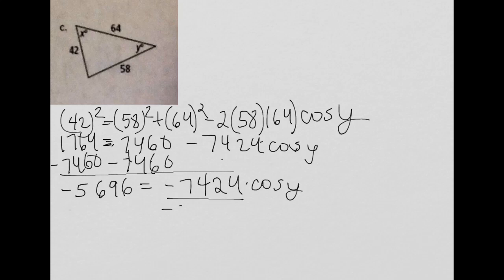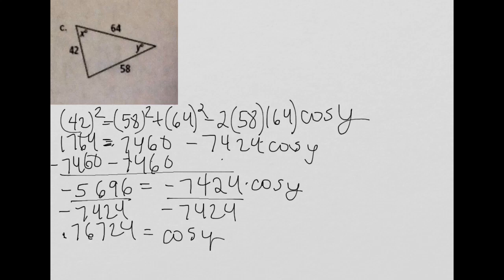Now I can get rid of it by dividing by that to the other side. Now I'm going to divide by negative 7424. I get my cosine of y to be 0.76724. To get the angle, inverse cosine. So I get the angle to be about 40 degrees. 39.8, 40 degrees.